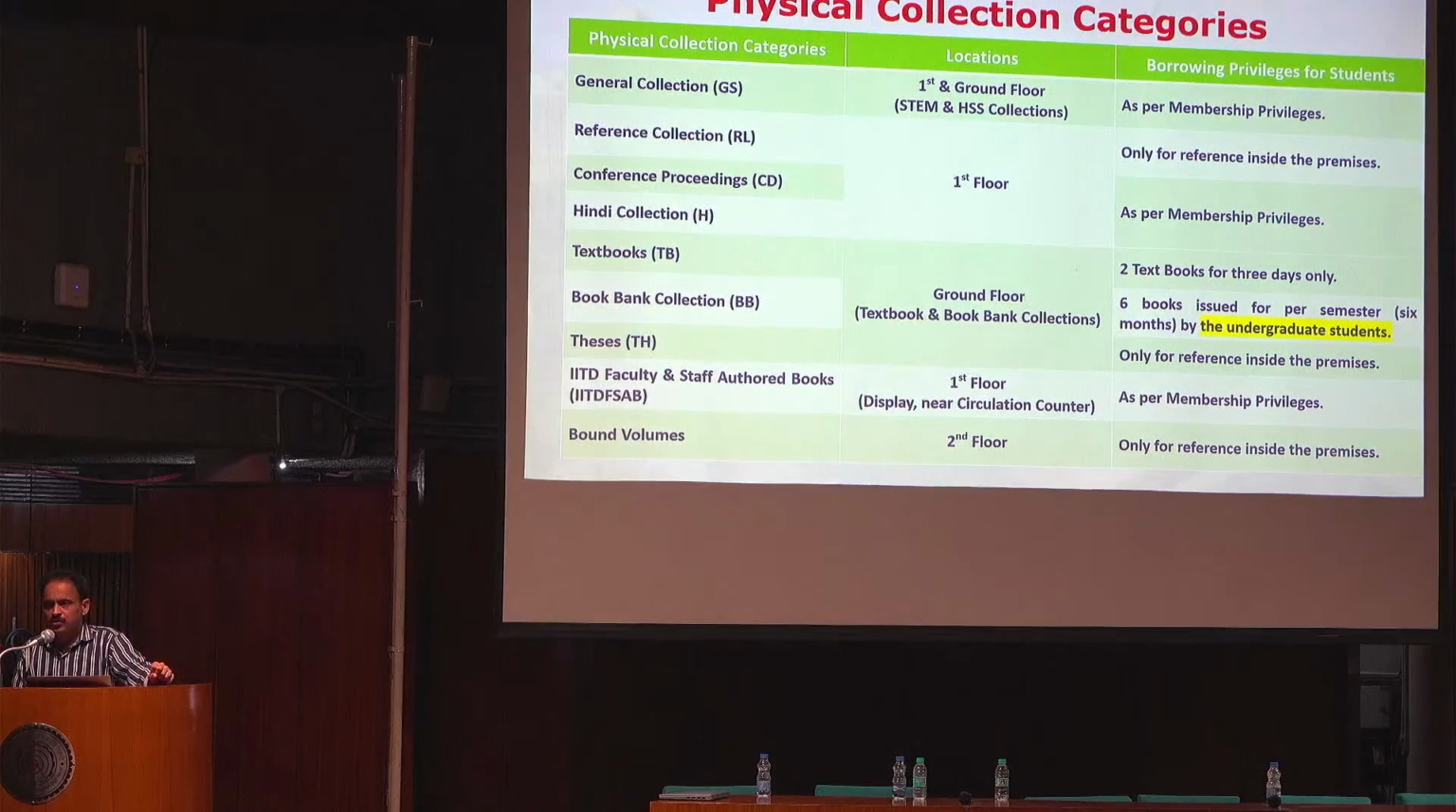So if you visit the first floor library, there is the engineering science and technology collection, which is on the first floor, and also the reference collection. If you want books related to humanities and social science, you need to visit the ground floor. So different areas are allocated for different kinds of collections.